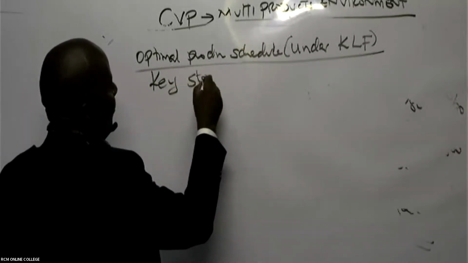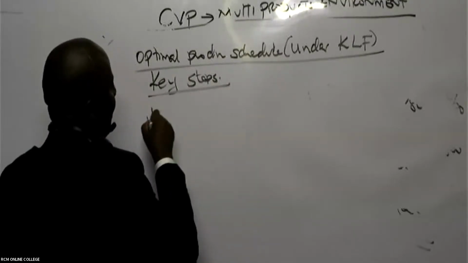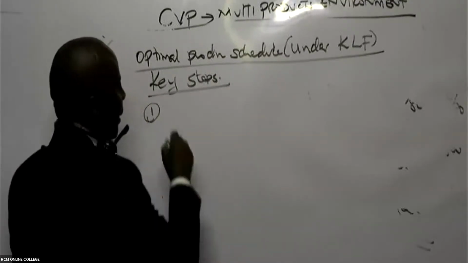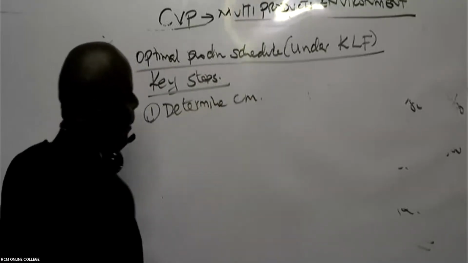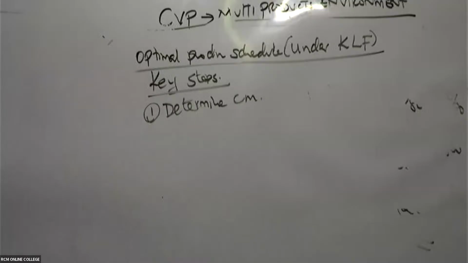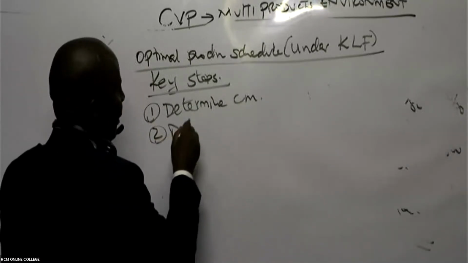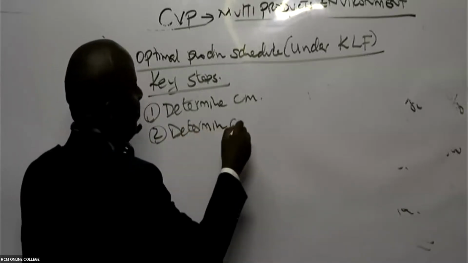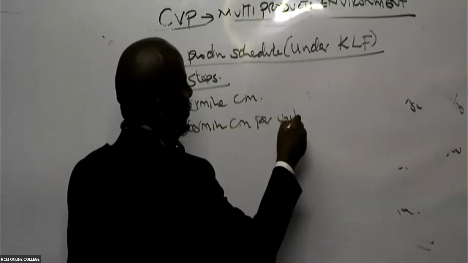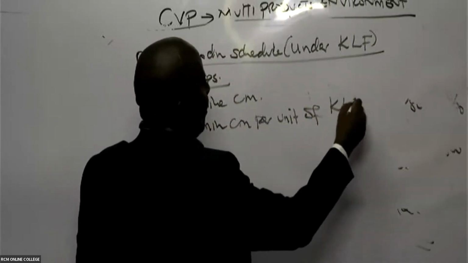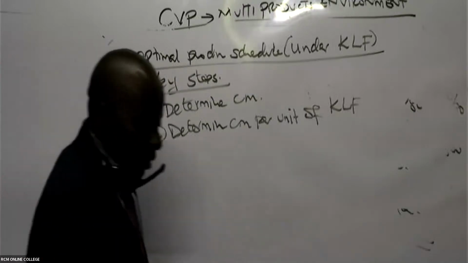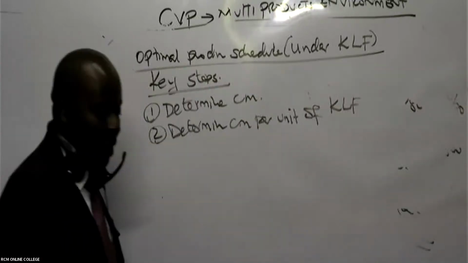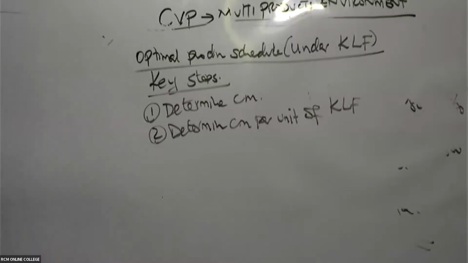Key steps. Number 1, determine CM. Determine CM for each product, of course. Number 2, determine CM per unit of key limiting factor, or per unit of the scarce resource.